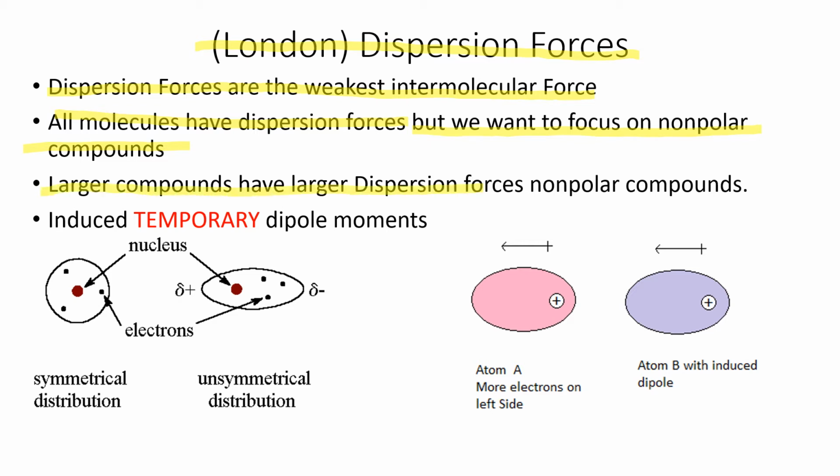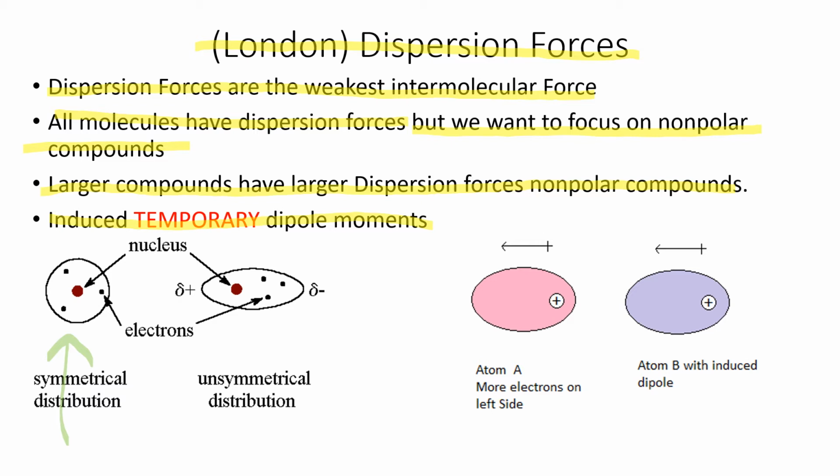So generally, the larger the compound, the larger the dispersion forces for these nonpolar compounds. And the way these dispersion forces work is with what we would call an induced temporary dipole moment. Now, if we look at an atom or a molecule that's nonpolar, most of the time you're going to have a symmetrical distribution of the electrons. The electrons are going to be evenly spaced around the atom or around the molecule. But remember, the electrons aren't stationary. They're moving around, and they're moving around kind of randomly.